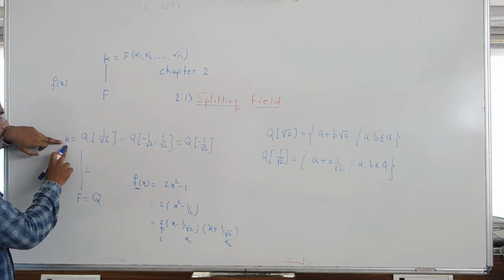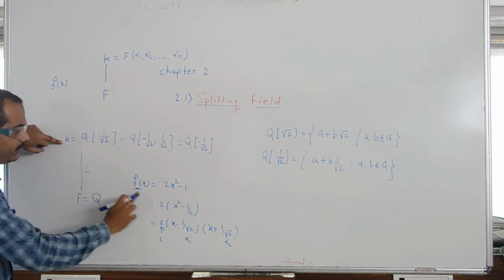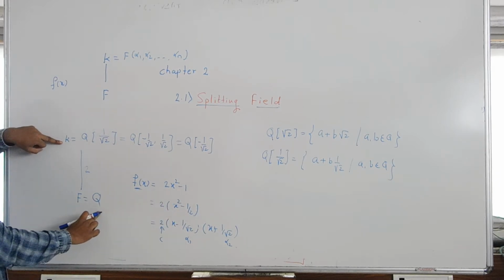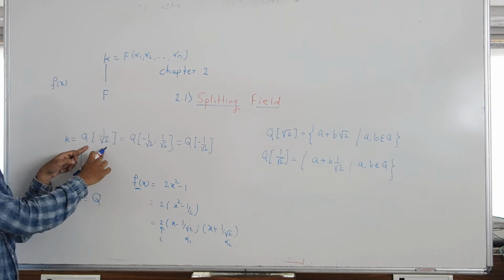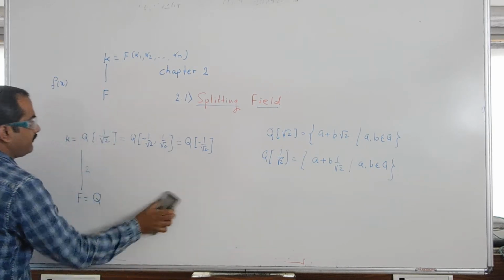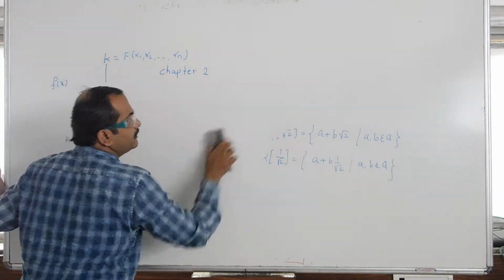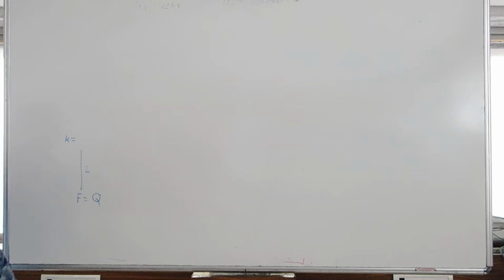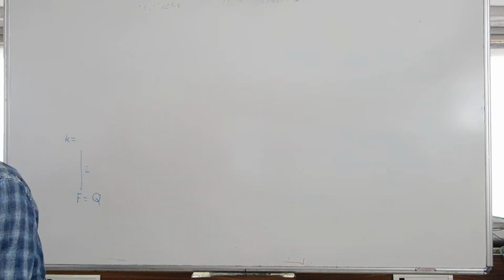K is a splitting field for the polynomial 2x square minus 1 over the field Q. And what is your K? Q of 1 upon root 2. Okay. See, on the other hand, let's see an example which is not a splitting field. Let's come up with the example.